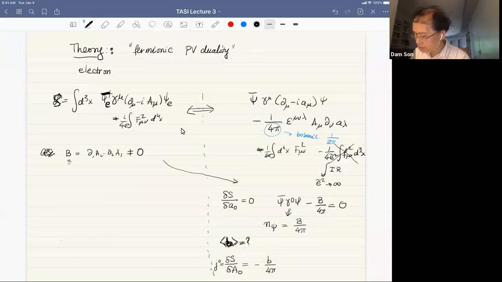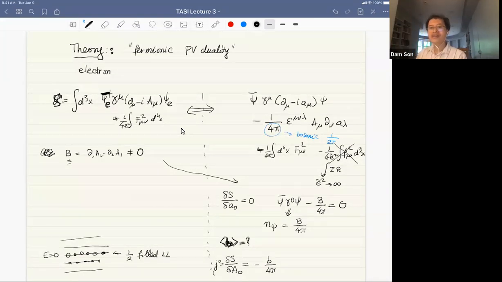Okay, so now I have to match that with the density on the other side. On the other side, I imagine some Landau level, with E equal to 0. I'm going to fill this symmetrically. So have a half-filled Landau level. I expect that this corresponds to the expectation value of the current equal to 0.